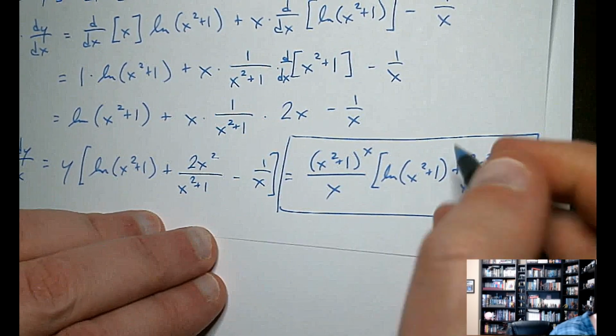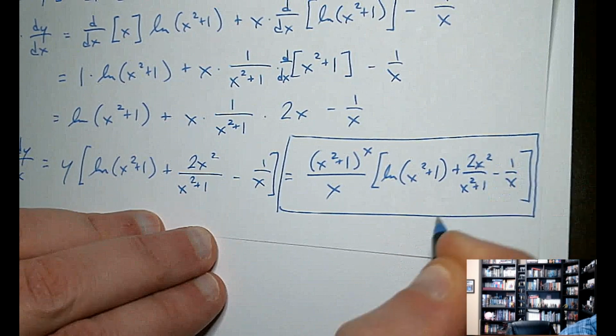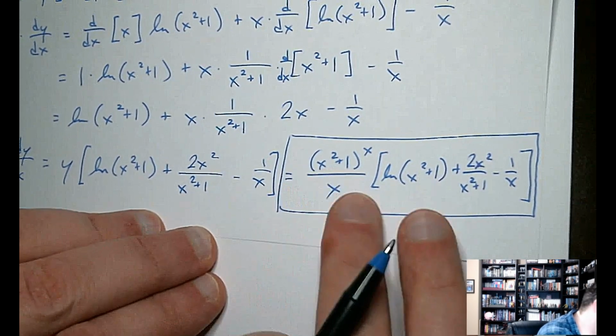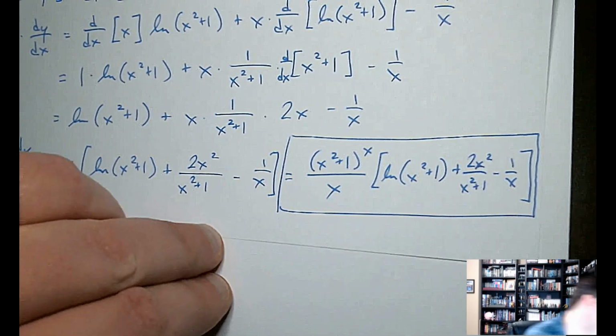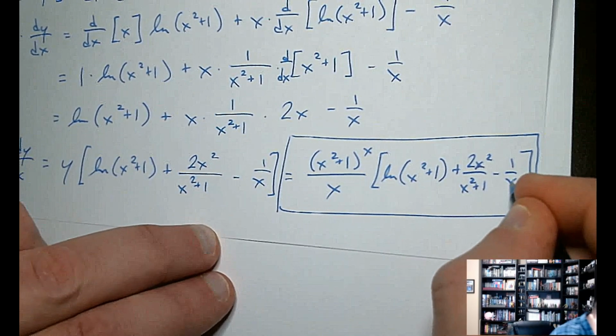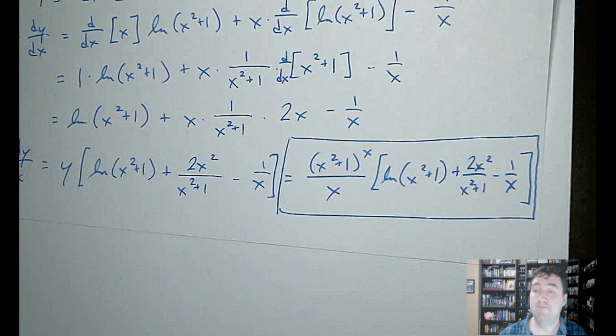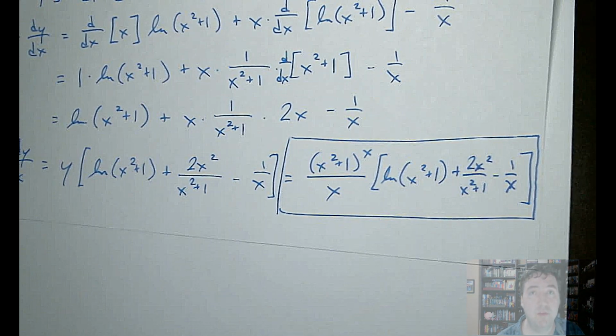And that's as far as we need to go in terms of simplifying. We don't need to find the common denominator of the terms in here or anything like that. We don't need to multiply this through. That's a perfectly reasonable way to leave the result of this logarithmic differentiation. We'll move into question 5 in the next video.